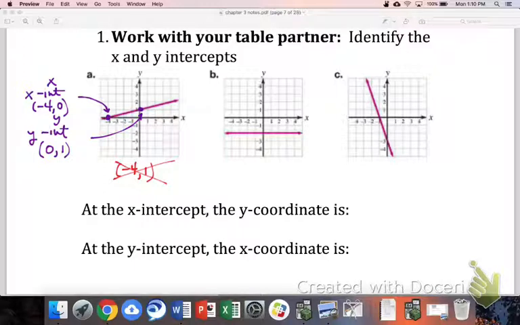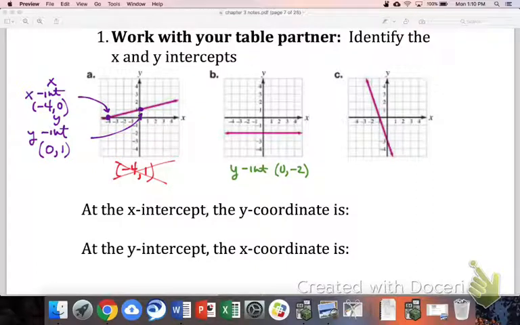Okay, let's check it out then. So B doesn't have one of them, right? Which one does B not have? Yeah, it doesn't appear to ever cross the x-axis. It looks like it's parallel to it. So I would say that there is no x-intercept, but the y-intercept would be 0, comma -2. You guys have the same thing? Okay. It's not -2, 0, right? That's something else. 0, -2 would be the y-intercept.